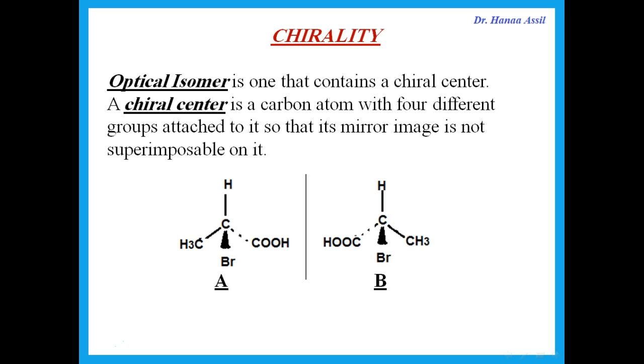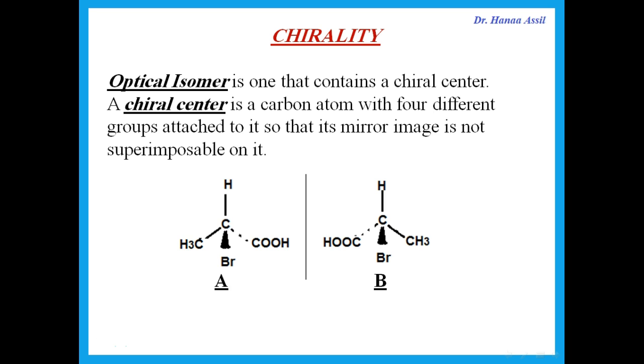Chirality means we're dealing with optical isomers. And an optical isomer is one that has a chiral center. Now, what's a chiral center? A chiral center is a carbon somewhere in the molecule that is bonded to 4 different groups. So it must be a carbon that has 4 different groups attached to it.